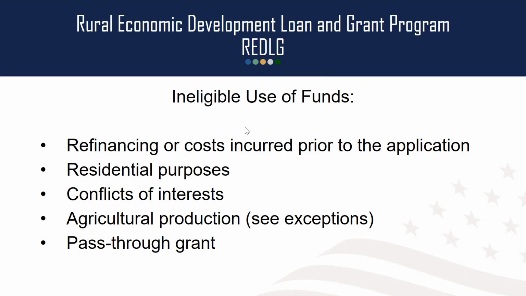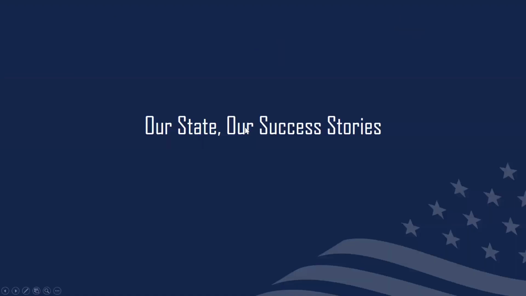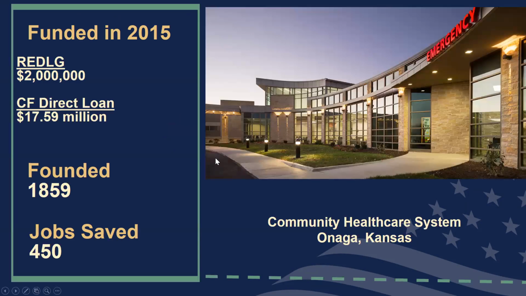So let's look at one of our success stories. If we look at the success stories, we can go to the next slide. This is a great project that we had, and this project is in Kansas. It's the Onaga Community Health System.